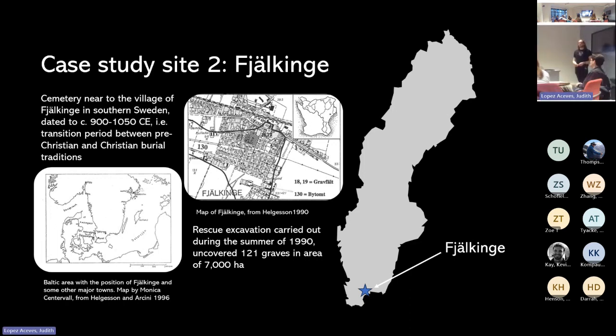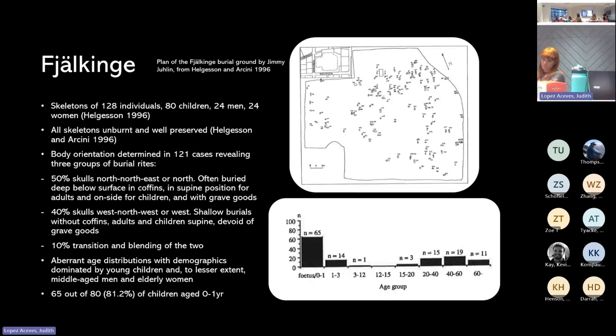It was a rescue excavation carried out in the 1990s, and they uncovered 121 graves in an area of about 7,000 hectares. From those burials, there were 128 individuals, and of those, a staggering 80 were children. There's 24 men and 24 women. All the skeletons were unburnt and really well preserved.